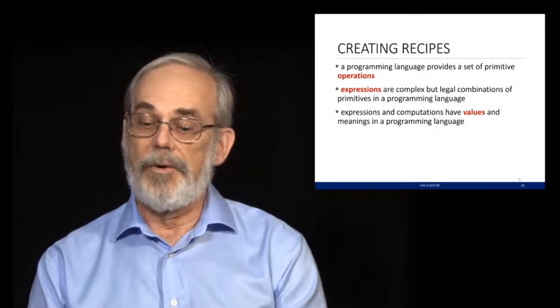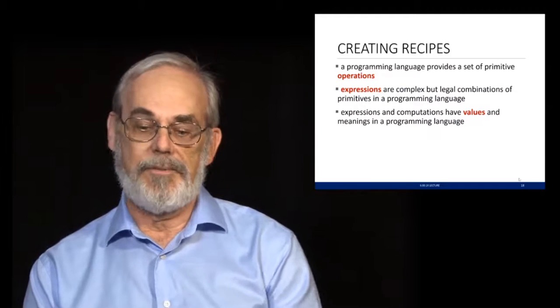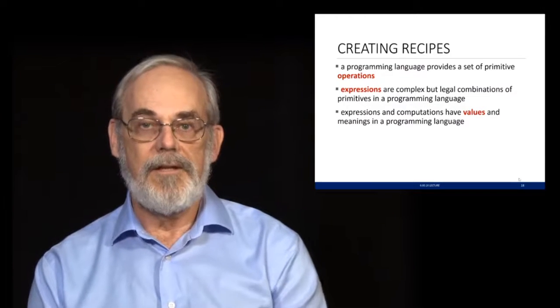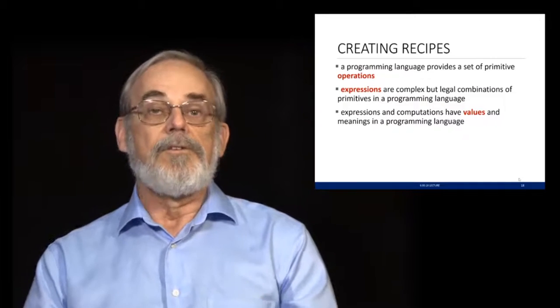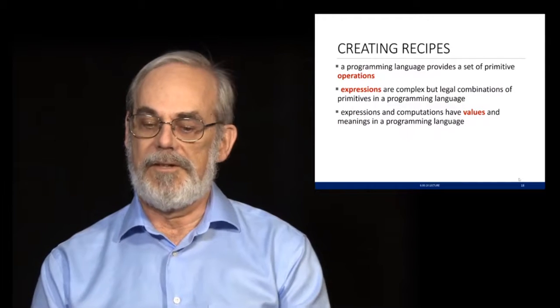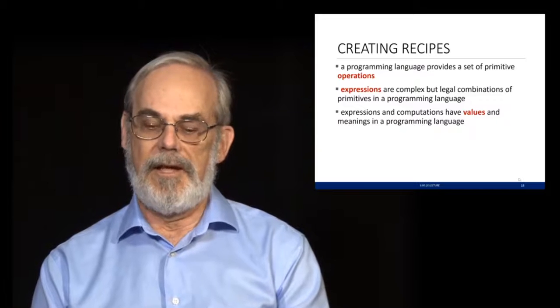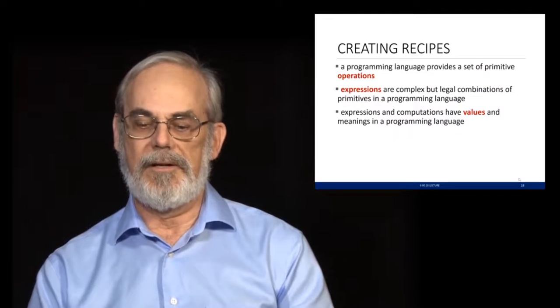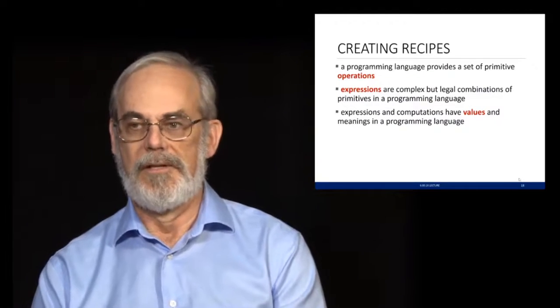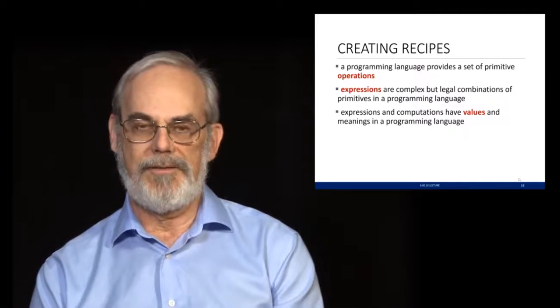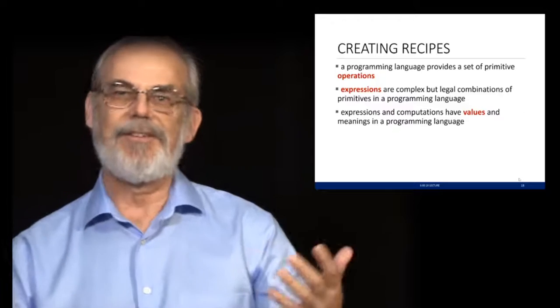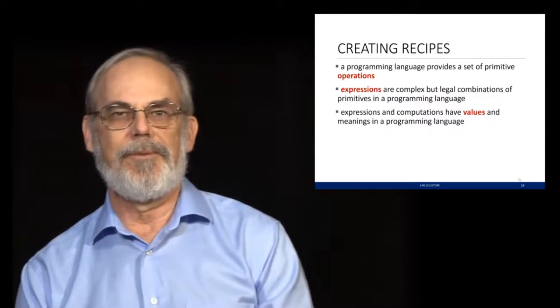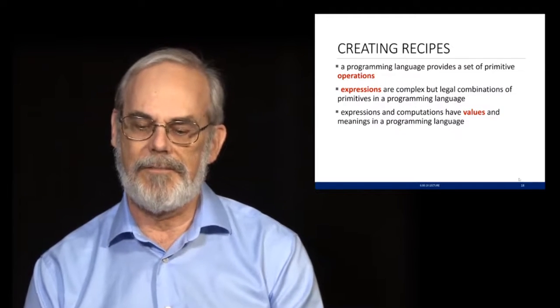As we've said, a programming language is going to provide us with a set of primitive operations. And the next step is to start talking about how we put them together. To do that, we use something that we call an expression. Expressions in a language are simply more complex but legal combinations of primitives that the programming language will recognize. And we're going to start building those up. So you're finally getting to the stage, after all of this high-level discussion, of getting the computer to do something.